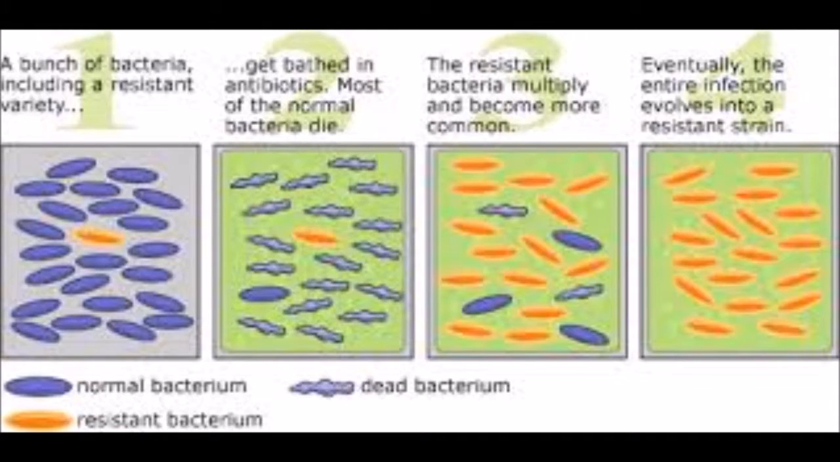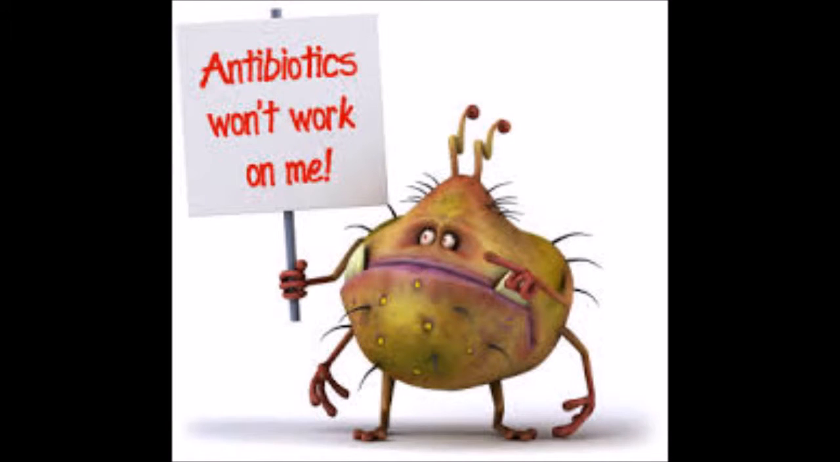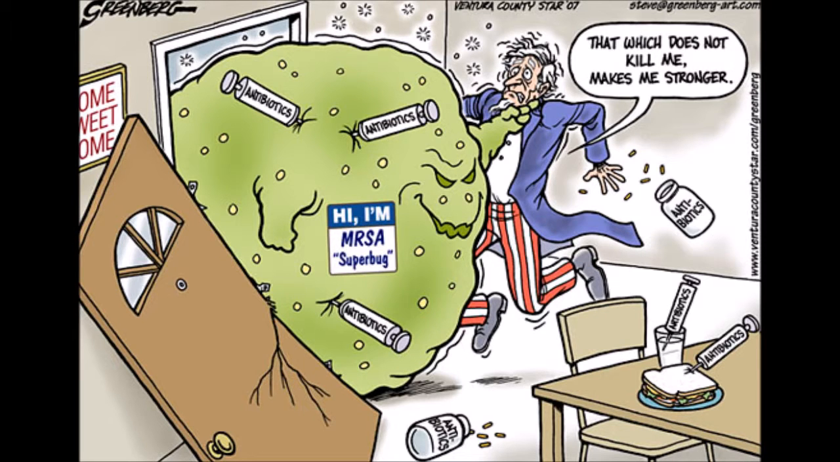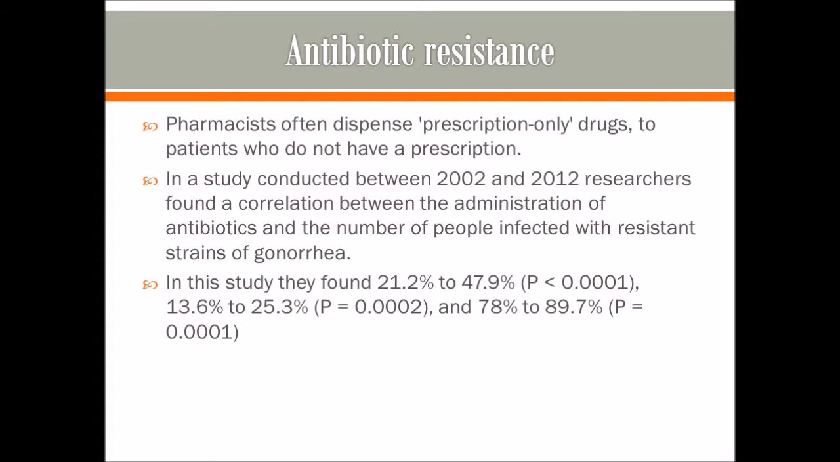Antibiotic-resistant strains can come about in many different ways. Pharmacists often dispense prescription-only drugs to patients who do not have a prescription. This happens more often in other countries than it does in America, as it is easier to obtain. In a study conducted between 2002 and 2012, researchers found a correlation between the administration of antibiotics and the number of people infected with resistant strains of gonorrhea. This correlation is often scary, because as more antibiotics are given, more antibiotic-resistant strains are produced.